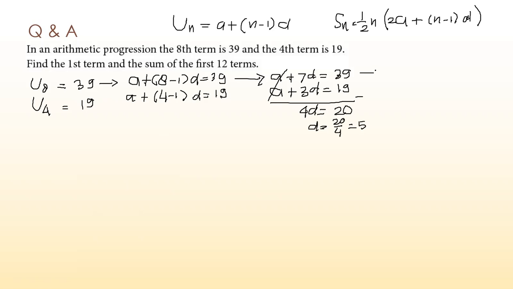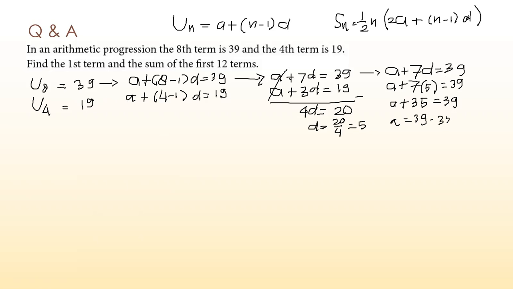So how about A? I'm going to use this formula, A plus 7D. A plus 7 times 5 equals 39, and it becomes A plus 35 equals 39, and A equals 39 minus 35. How much? 4. So A equals 4 and D equals 5. Now we should find S12.